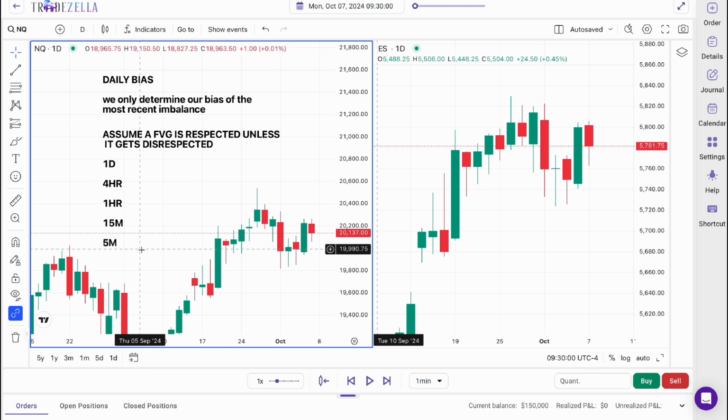Potentially, we're going to have a shift in bias here from neutral to either bearish or bullish. Many people get caught up on the same bias all the way through the New York AM session and even going into the PM session as well. It's very important to remember that when you determine a bias, your bias is a bias until a certain point.